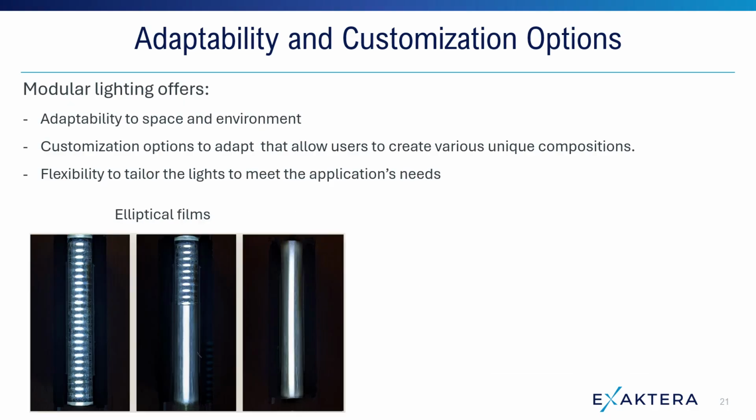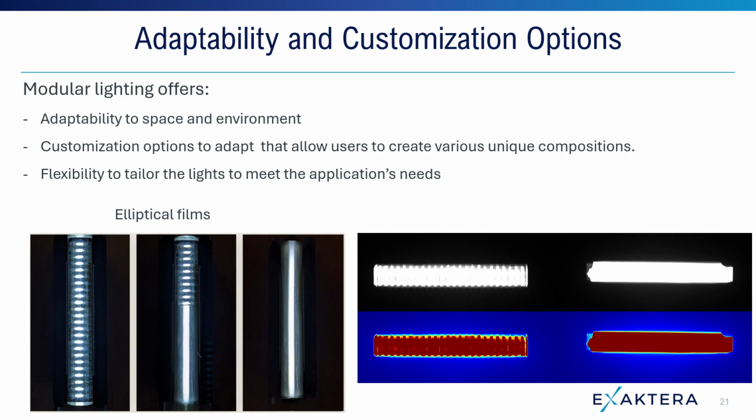Elliptical film spreads light asymmetrically, which can diffuse a line of LEDs into a smooth line. By diffusing the light, elliptical film can help reduce specular reflections and glare, and can enhance contrast, making it easier for machine vision systems to distinguish features of interest.